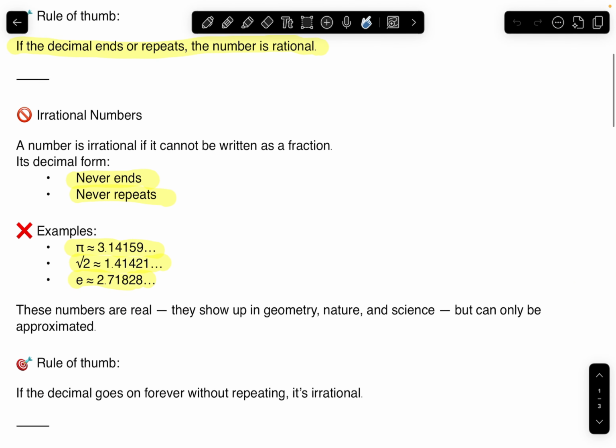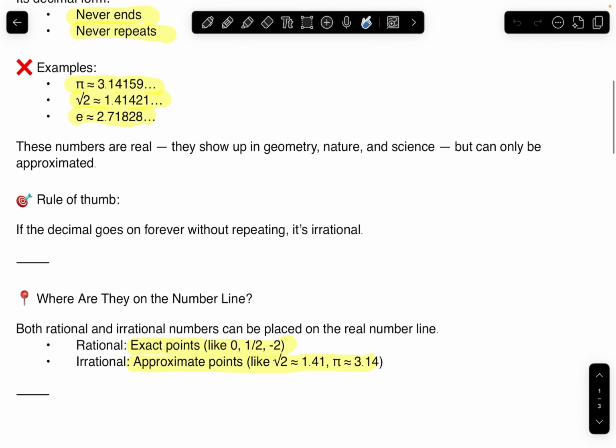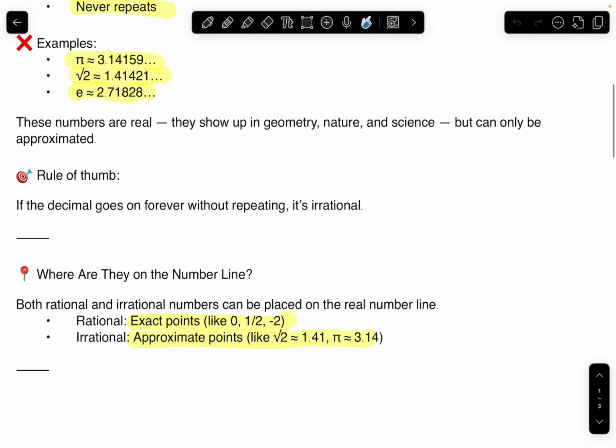And what are the irrational numbers? A number is irrational if it cannot be written as a fraction. Its decimal form never ends and never repeats. Examples: the pi, root of 2, or e. These numbers are real, they show up in geometry, nature and science, but can only be approximated. Another rule of thumb: if the decimal goes on forever without repeating, it's irrational.